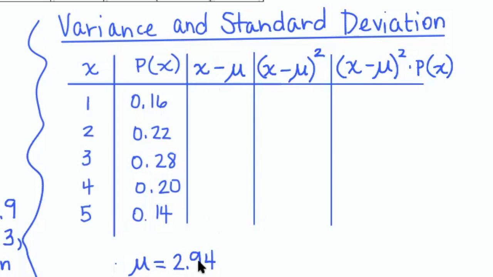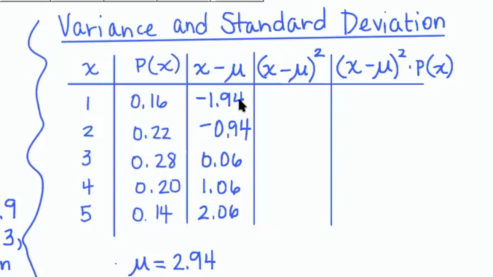Make sure you use all decimal places of your mean, and notice you're going back to x, not P of x, and subtracting the mean. So I'm going to do 1, take away 2.94 to get negative 1.94. I do 2, take away 2.94, and I continue doing that down this column. Now I'm going to take these values and square them all. Again, be careful with that negative sign, put it in parentheses if you're using a calculator. I'm going to square negative 1.94, giving me 3.7636.